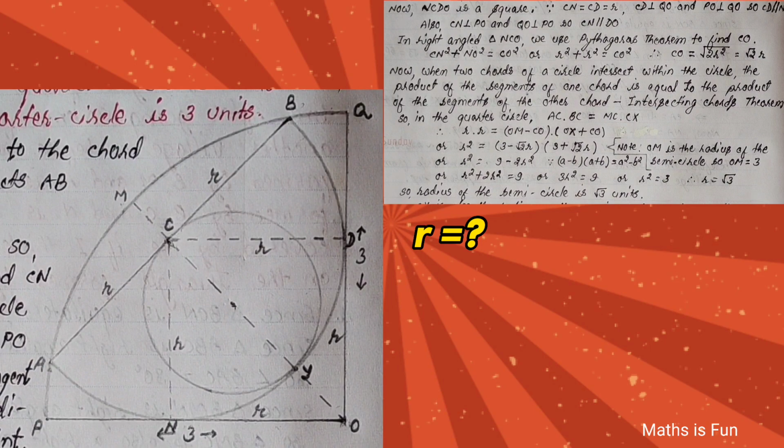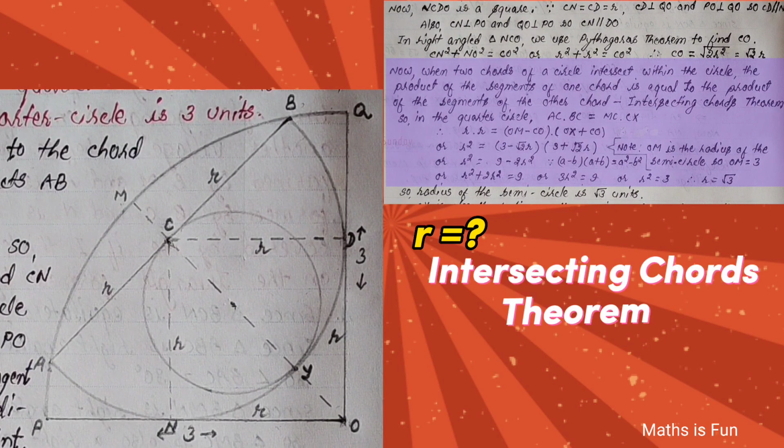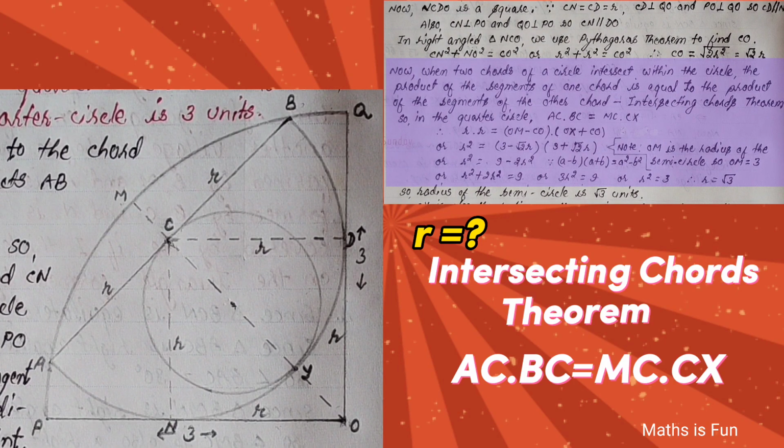So moving on to the next step, I want you to recall the intersecting chords theorem. This intersecting chords theorem says that when two chords of a circle intersect within the circle, the product of the segments of one chord is equal to the product of the segments of the other chord.